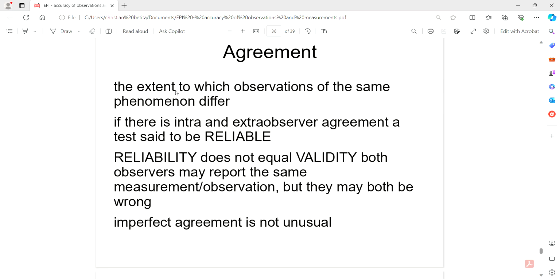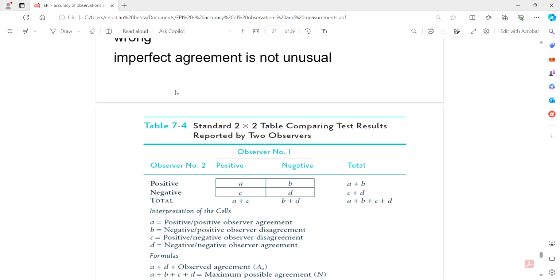Okay, so agreement. Agreement is the extent to which observations of the same phenomenon differ. And if there is intra- and inter-observer agreement, a test is said to be reliable. So reliability does not equal validity. Both observers may report the same measurement or observation, but they may both be wrong. And imperfect agreement is not unusual.